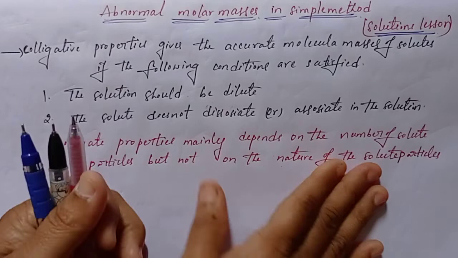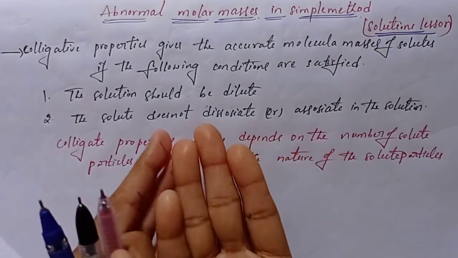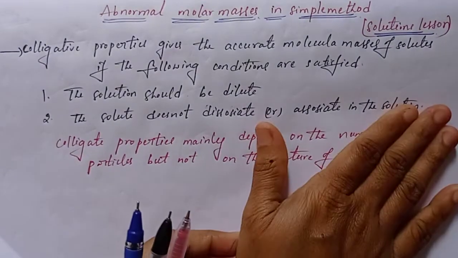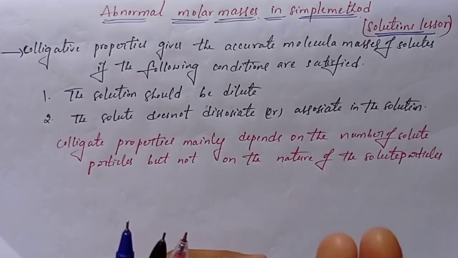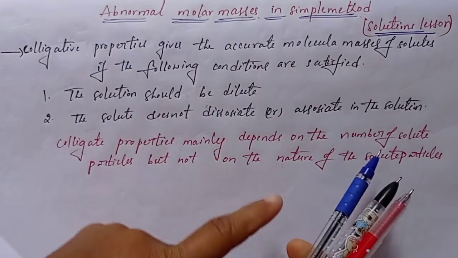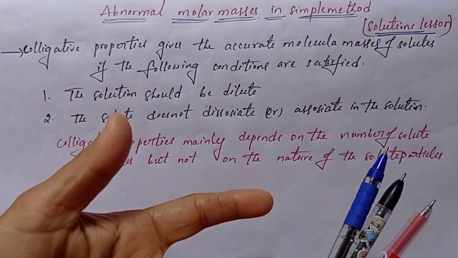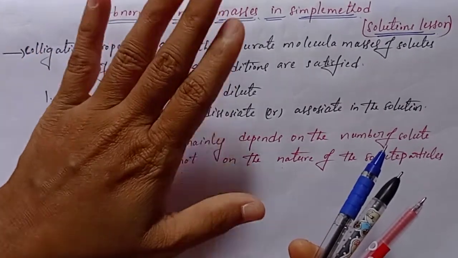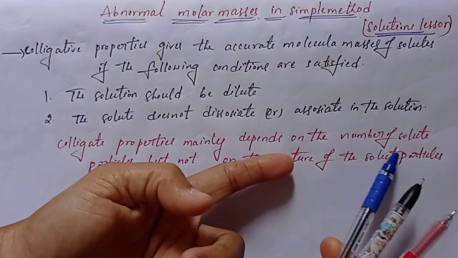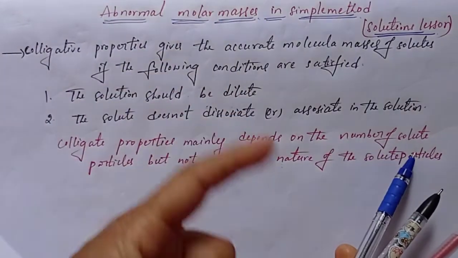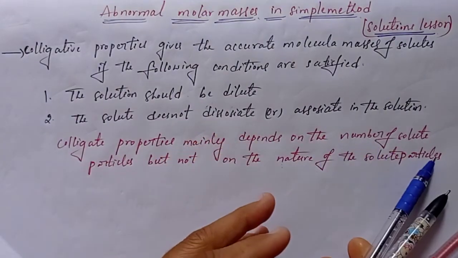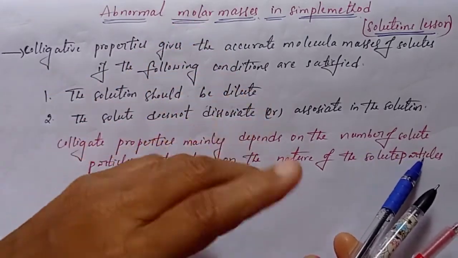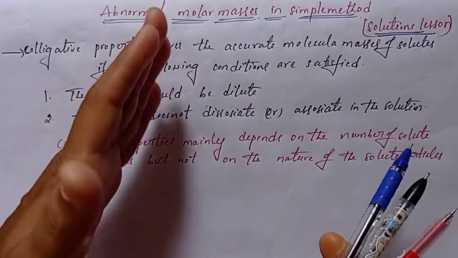Clear this one? If the solute undergoes dissociation or association, there is a change in the number of solute particles. Automatically the molar masses also change. That is why it is called abnormal molar masses. When the solute undergoes dissociation or association, the number of solute particles changes, and then the molar mass of the solute also changes. This is nothing but abnormal molar masses.